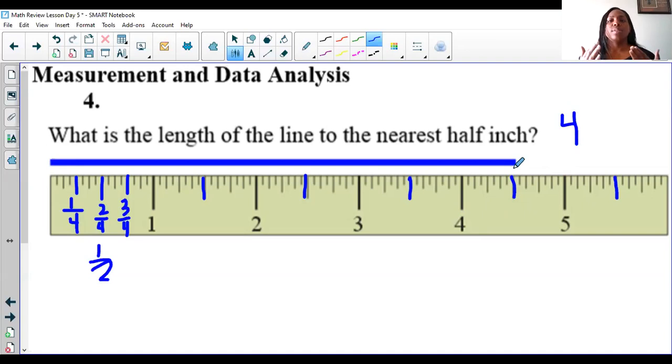Now, to the nearest 1/2 inch, what should be my answer? What should be my fraction that goes behind this whole number of 4? Yes, 1/2. So we've just answered number 4, 4 and 1/2, because we're measuring to the nearest 1/2 inch.